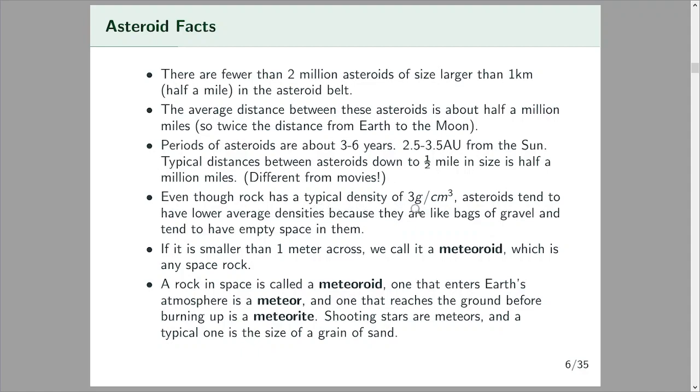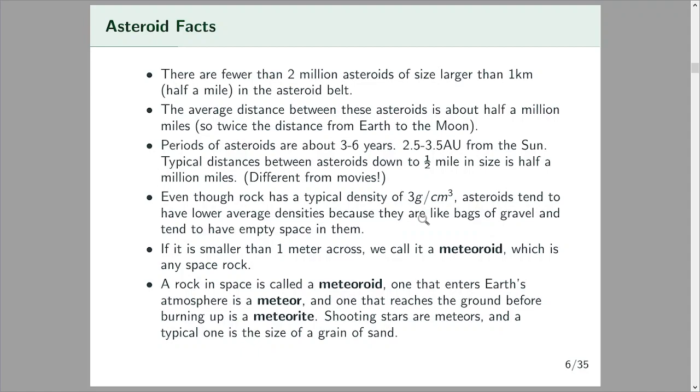Even though rock has a typical density of 3 grams per cubic centimeter and asteroids are made of rocks, they tend to have lower average densities because they have space in them. They're often described as bags of gravel. They're just stuff that accumulated together and glommed on. They're small enough that they don't get compressed on the inside the way something as big as a planet does. We get crunched because of the enormous gravity that a planet has.